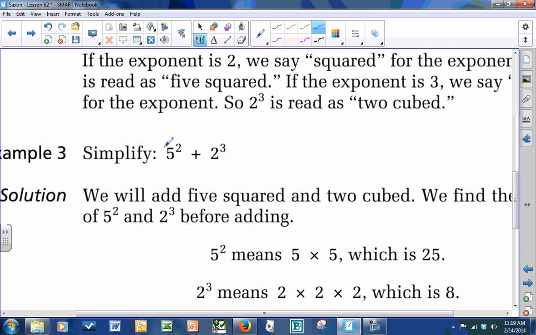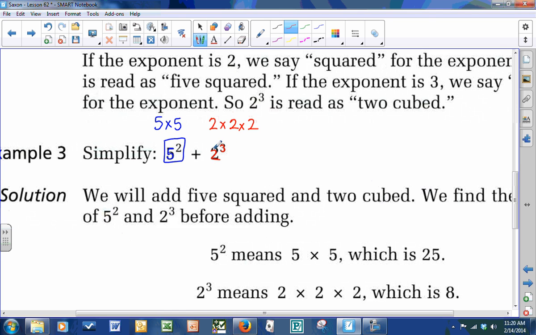Once you understand the language, you have 5 squared, so I see the 2, and that tells me I have to write 5 2 times. So I would write 5 times 5. This 2 tells me I have to have 1, 2 of the base, the 5. Then 2 cubed, that's what the 3 means. The 2 cubed means I have to have 3 of the 2. So I would write 1, 2, 3. Notice I have 1, 2, 3, and 3 is my exponent.